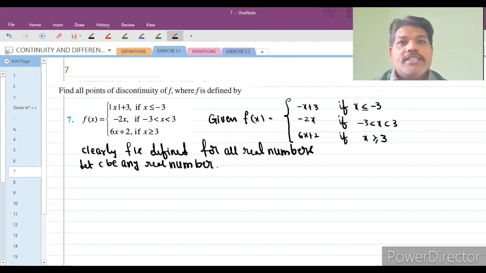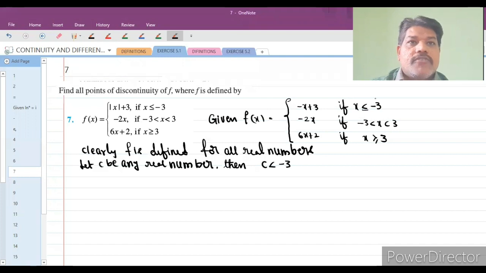Then how many cases will exist here? This is important, students. So what are the cases? The first one is c less than minus 3, that is the first case. Next, c is equal to minus 3 is the second case.